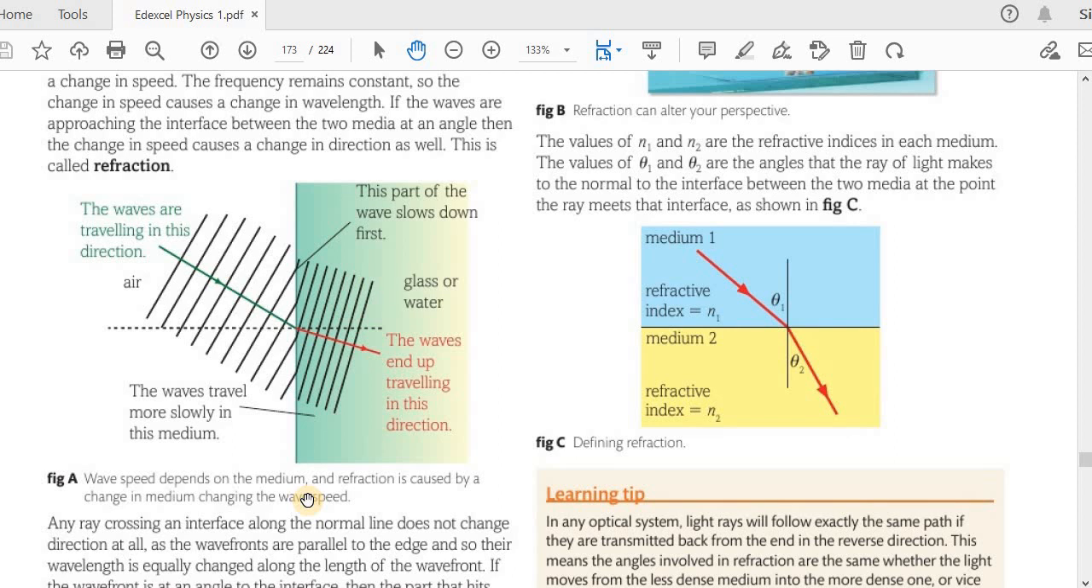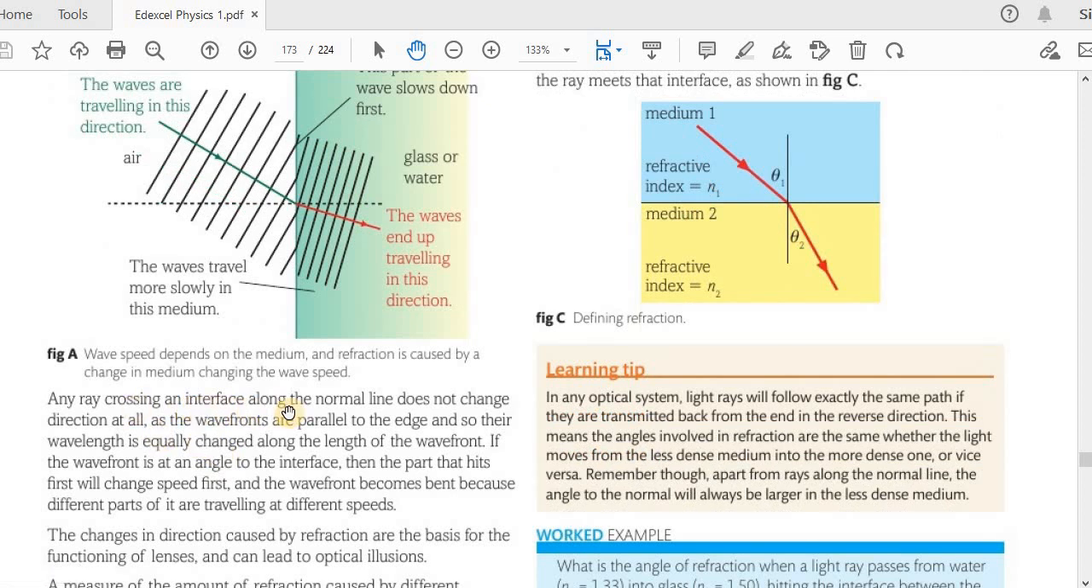But sound is different. Sound is a mechanical wave, and it will travel faster in solids, slower in liquids, and slowest in gases. So in the case of sound it's the opposite. When the medium goes from gas to liquid to solid, the speed increases if it's a sound wave, but in the case of light waves it decreases.